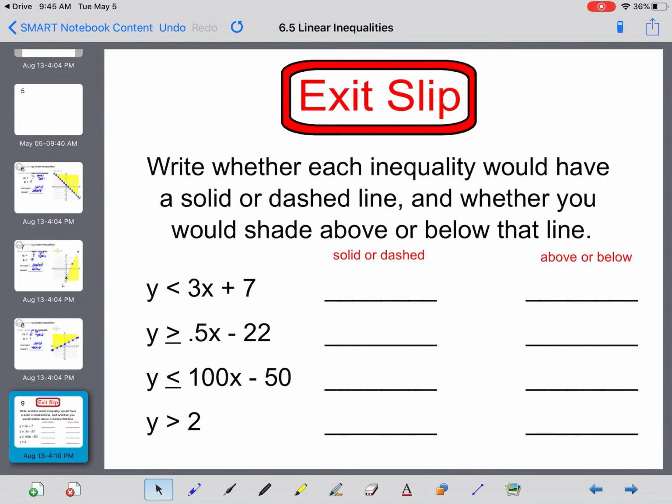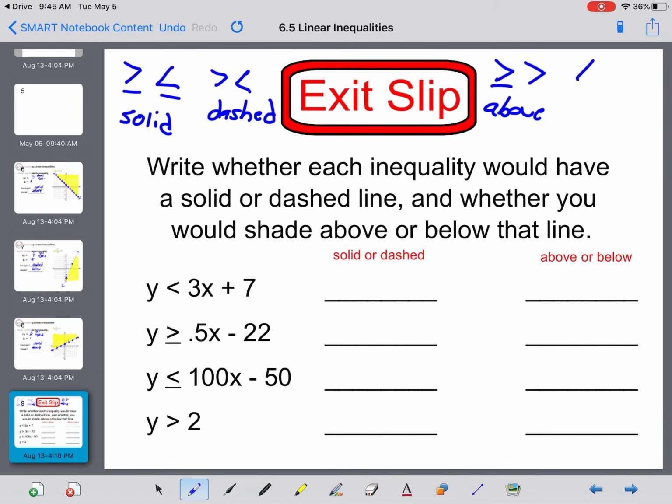Exit slip. Write whether each inequality would have a solid or a dashed line and whether you would shade above or below that line. Okay, so remember, if you have greater than or equal to and less than or equal to, those are solid. If you have greater than and less than, those are dashed. If you have a greater than or equal to or a greater than symbol, that is above, less than or equal to and less than, that's below. Alright, so just use that key.